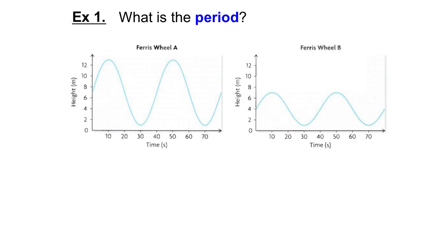So here I have 2 different Ferris wheels, Ferris wheel A and Ferris wheel B. For both, we are graphing the height of a person on that Ferris wheel over the amount of time that they're on the ride. And we can see that these graphs look different, so that means there is a difference between these 2 Ferris wheels. So we're going to walk through some different questions. The first one I have for you is, what is the period? So I'd like you to pause the video and see if you can figure out what the period of each of these functions are.